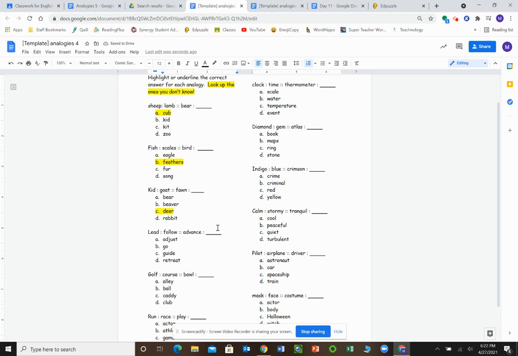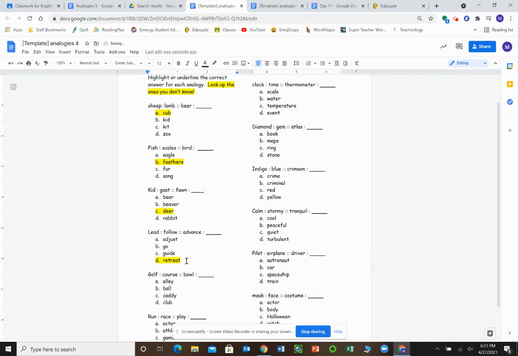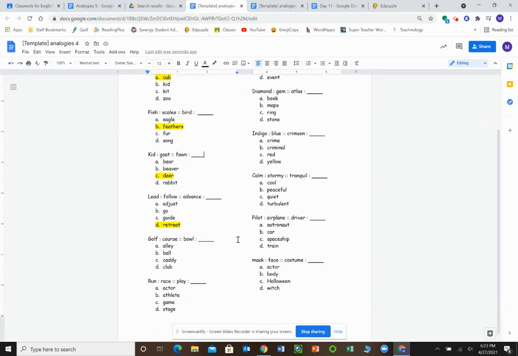Lead is to follow as advance is to blank. Well, lead is when you take charge and follow is when you are the opposite. So these are opposites, antonyms. Advance means to go forward. Well, the opposite of going forward is not adjust, it's not go, and I know it's not guide. So it must be retreat. And that is, in fact, the opposite of going forward. And that's a term that's used in the military. To advance is for the troops to move forward, retreat is for them to move back. But notice how I used process of elimination on that. I decided that, okay, I know the opposite of advance isn't adjust or go or guide, and that led me to retreat. Of course, I also could have looked it up.